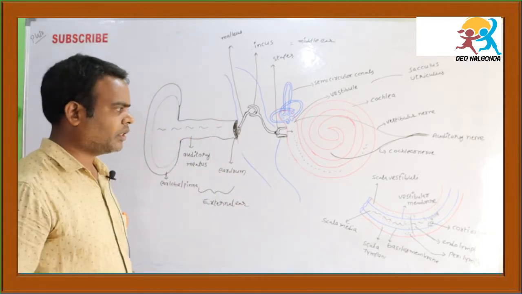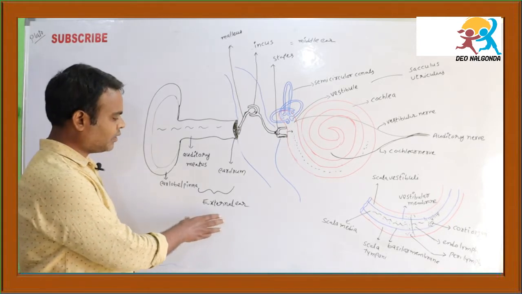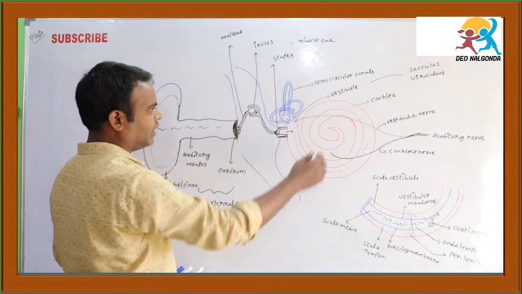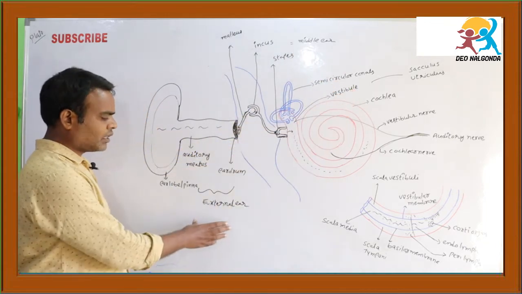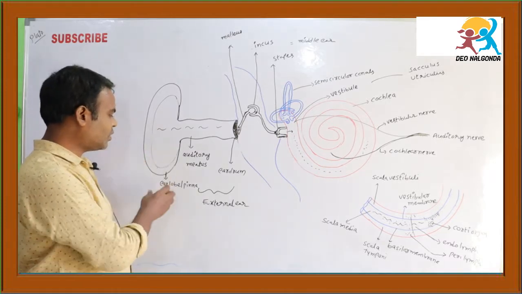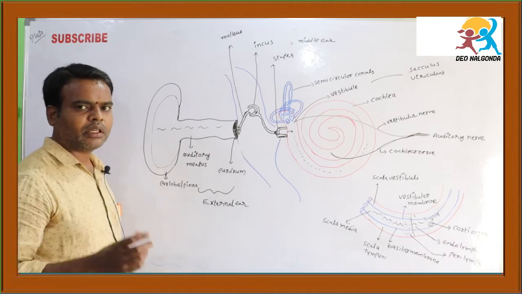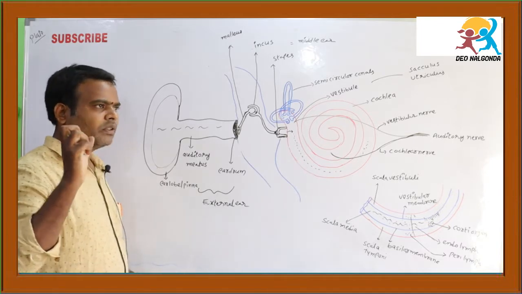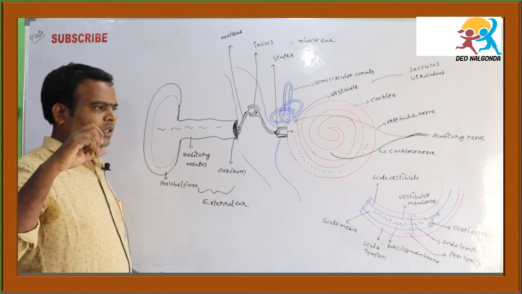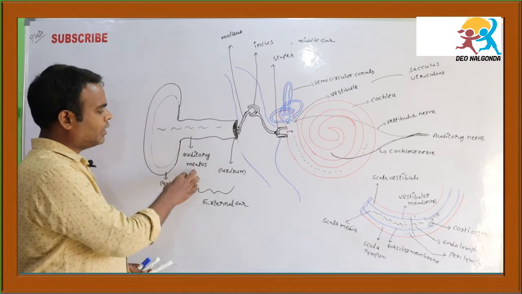First we see the structure. The ear contains three major parts. One is the external ear, the second one is the middle ear, and another one is the internal ear. The external ear contains three major parts. One is the outermost ear lobe, which is also called pinna. This pinna is useful to receive the sound waves and to concentrate all the sound waves into the auditory meatus.